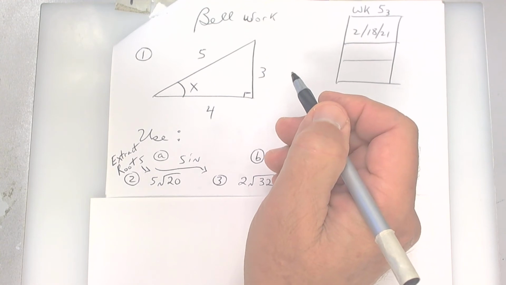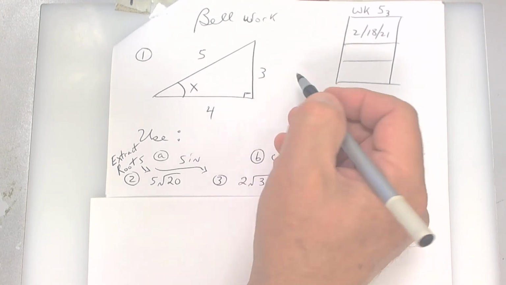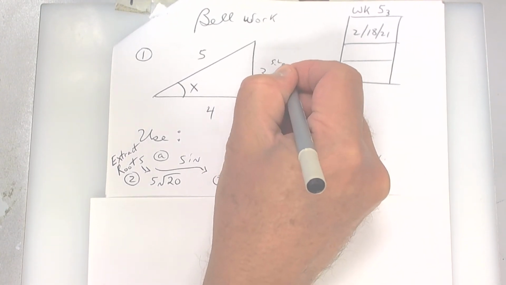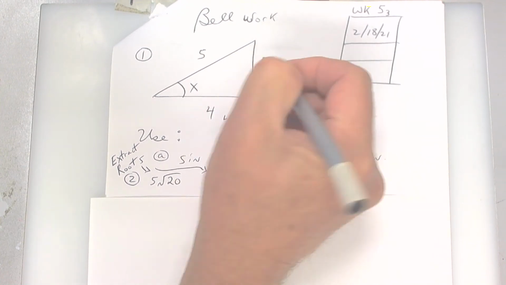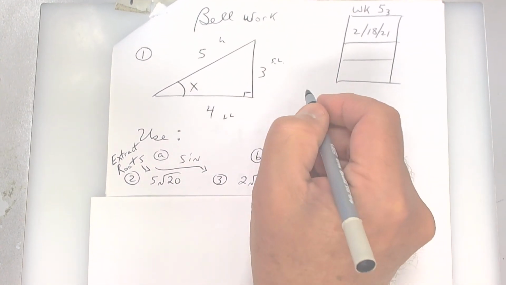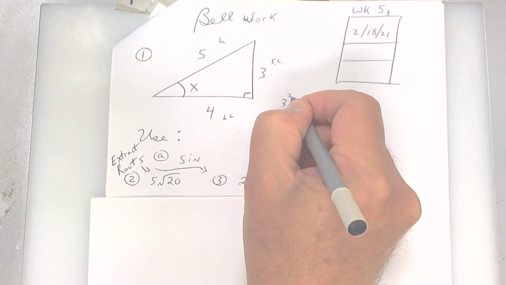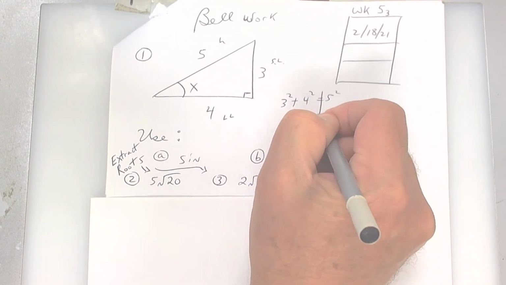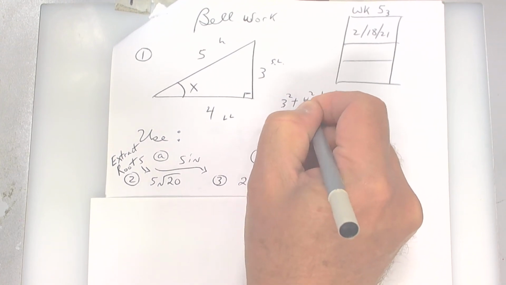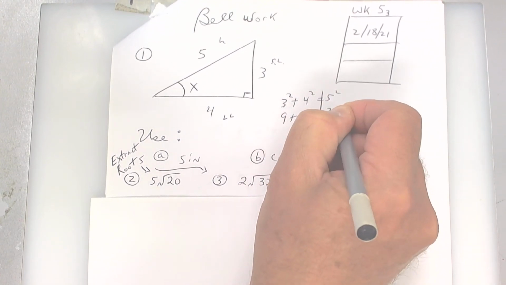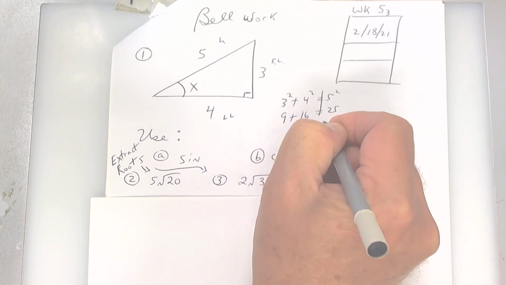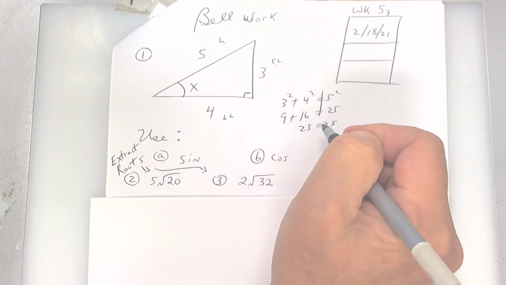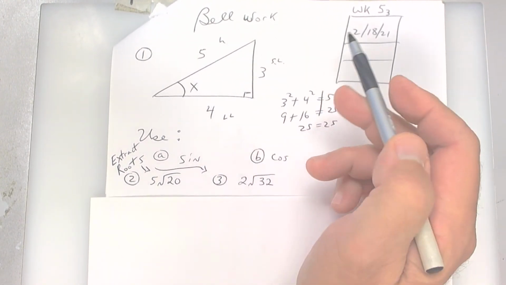In other words, if I do leg, this is my short leg, this is my long leg, and this is the hypotenuse. So if I do a squared plus b squared equals c squared, it does work. This is 9, this is 16, and this is 25, and you get 25 equals 25. Now we're going to talk about that in a minute, but this is a classic right triangle.